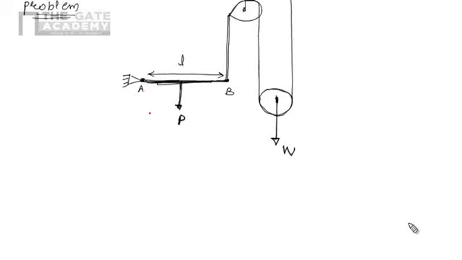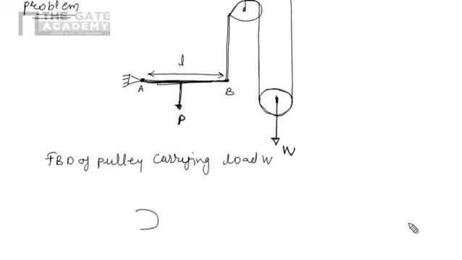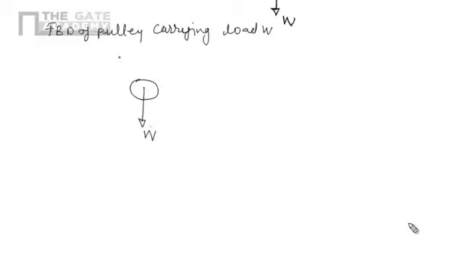is in equilibrium. So basically it's a problem of equilibrium, and for attempting this problem, first of all we have to draw the free body diagram. So I am drawing the free body diagram of the pulley carrying load W. So in the free body diagram of this pulley, there is a weight W acting in a vertically downward direction, and the string is going like that.